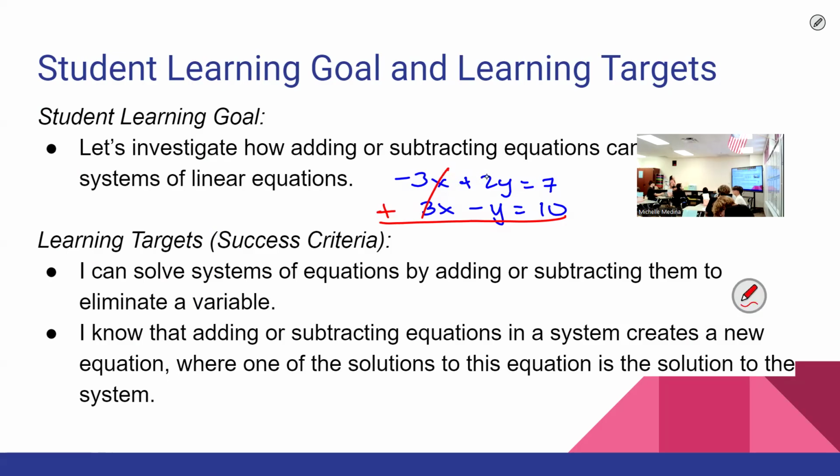So then it's 2y plus negative y is what? 1y. What's 7 plus 10? And then that gets you the answer for one of the parts of your ordered pair. To get the other part, what do you do from there? You plug in y into one of your original equations. It doesn't matter which one for elimination.